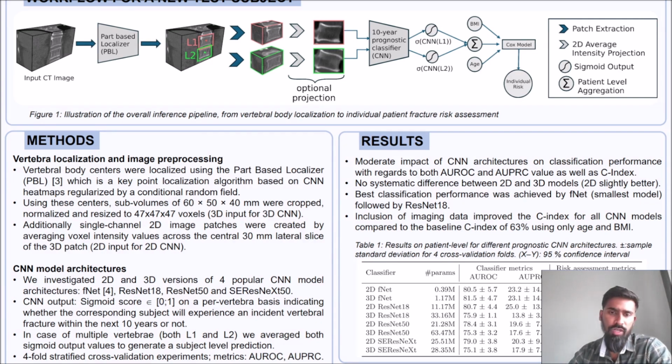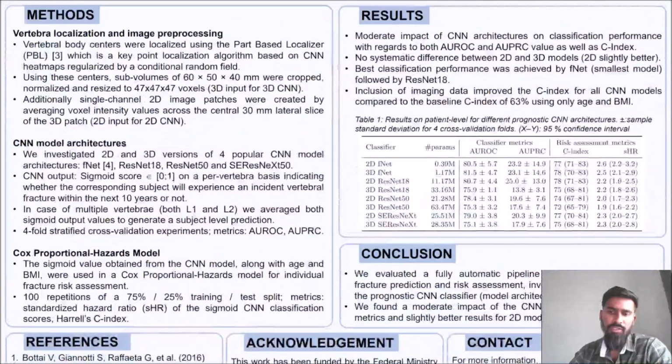For the second stage, we trained CNNs to predict whether the subject corresponding to a given vertebral body will experience incident fracture in the next 10 years. We investigated 2D and 3D versions of 4 architectures: FNet, ResNet 18, ResNet 50, and SE ResNext 50. For multiple vertebra, we compute a patient-level score by averaging individual vertebrae prediction.